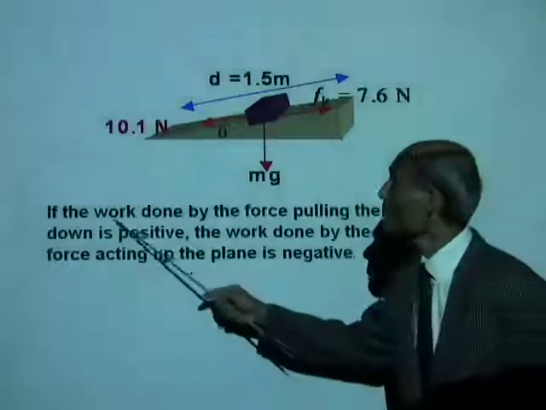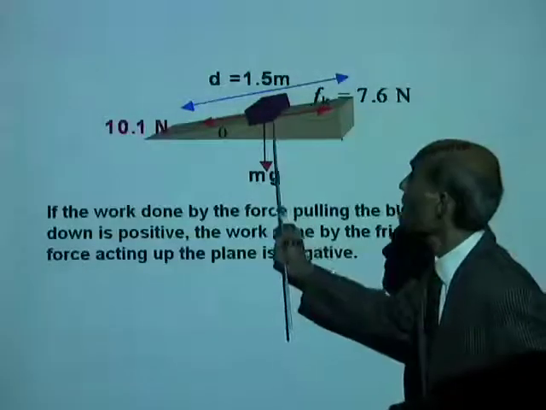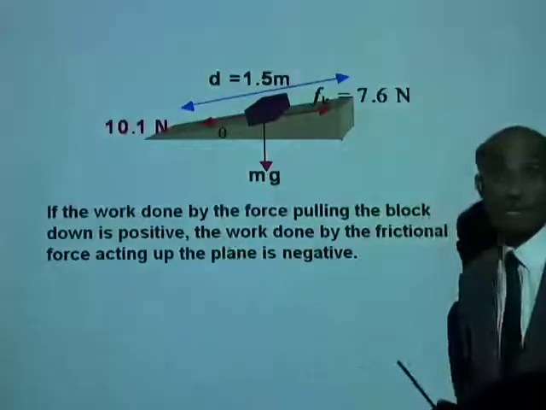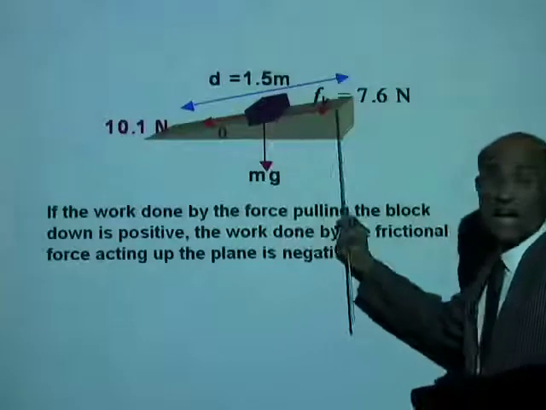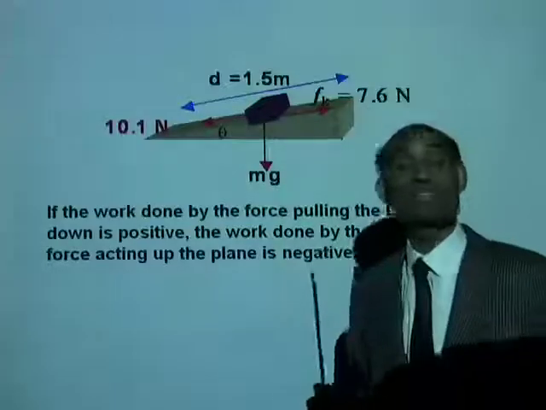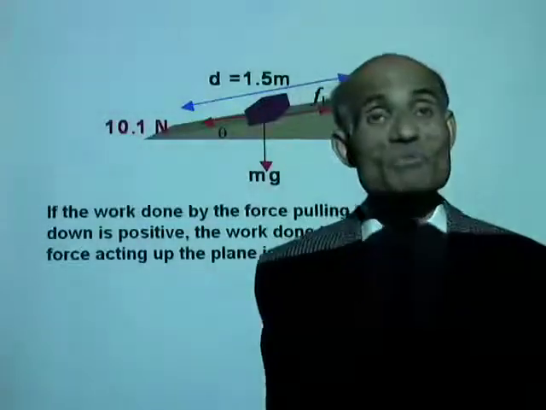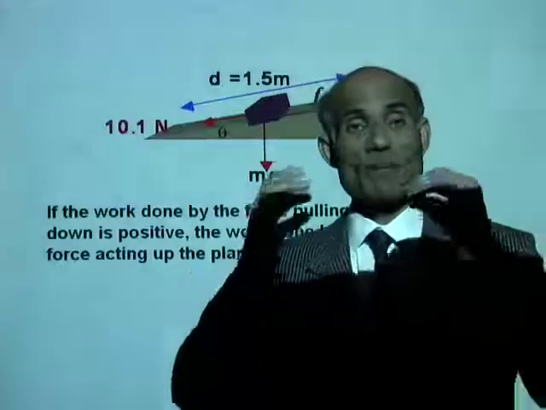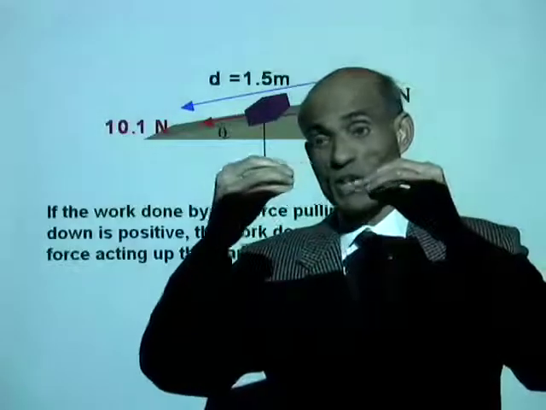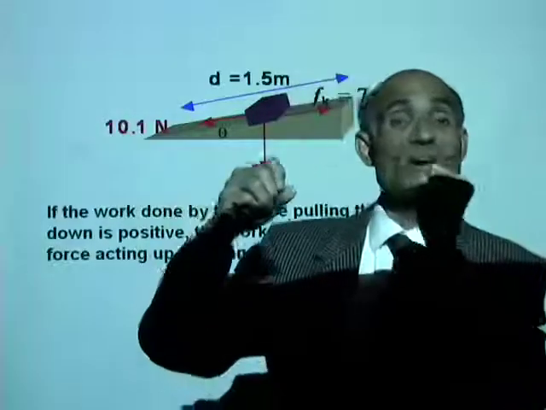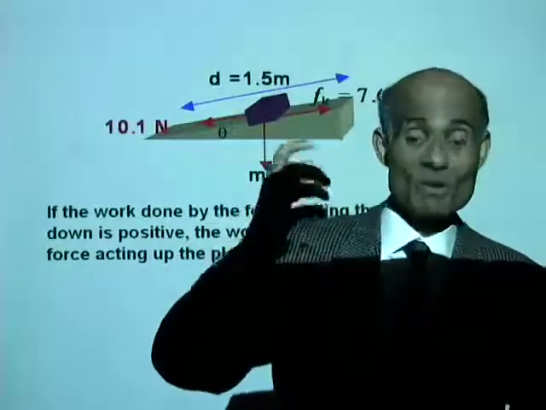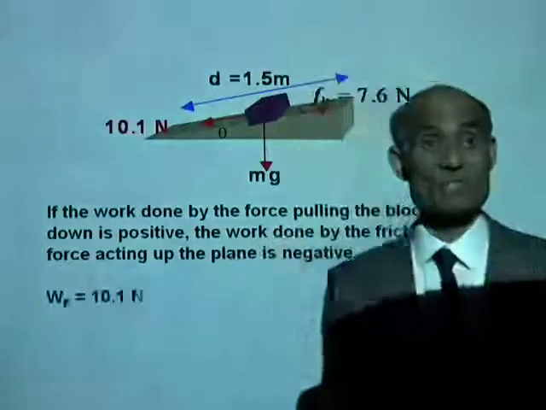Alright, if the work done by the force pulling the block down the plane is positive, then the work done by the friction acting up the plane is negative. That concept we'll be using as we go on. If work done by a force in the positive direction is positive, the work done by a force in the negative direction will then be negative.